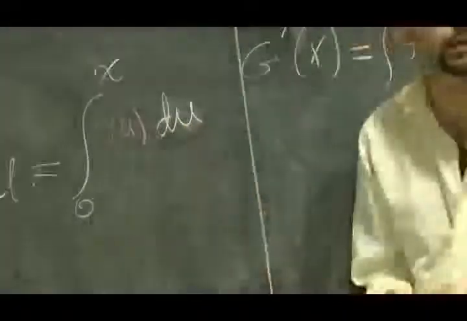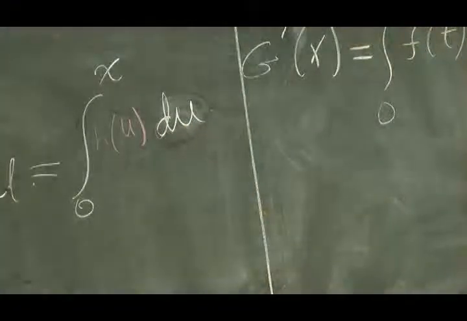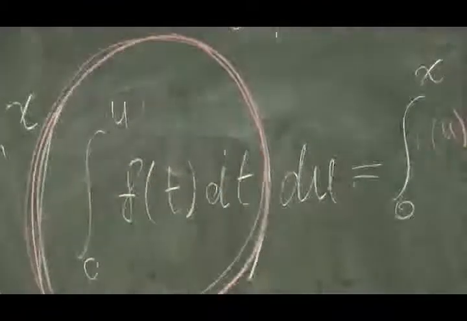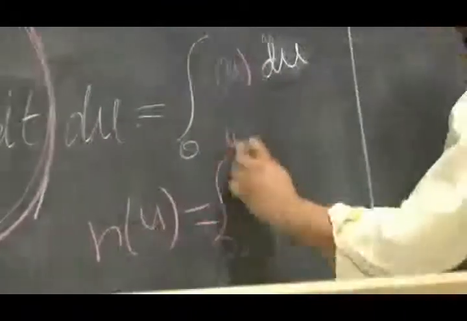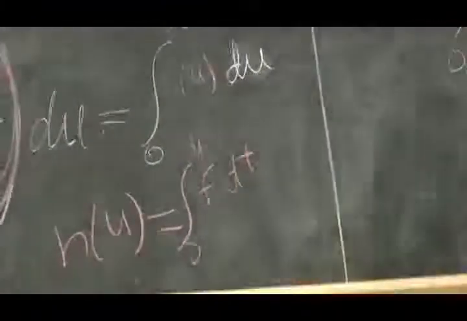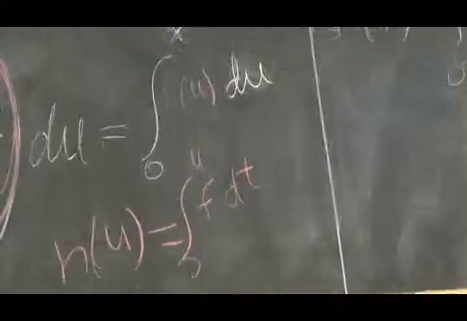Pick any letter you want. K of u. No, this part, yes, is a function of u. It's some function of u. So h of u, for us, it's that thing: the integral from 0 to u of f dt. Okay? Does that make sense now?